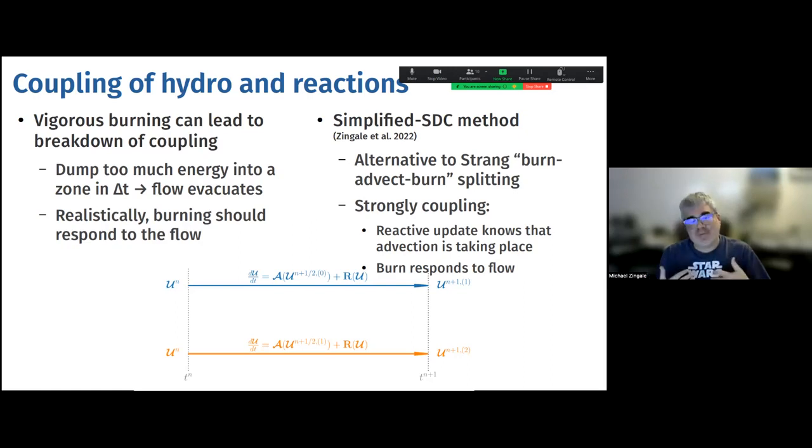And so as a result, if you dump a lot of energy into a zone, the flow doesn't respond instantaneously to help quench that burning as it's happening. Instead, you're lagged because of your operator split method. Realistically, the burning should respond to the flow. And we've developed some methods, starting with a spectral deferred corrections method back in 2019, that can couple hydro and reactions to fully fourth order in space and time.